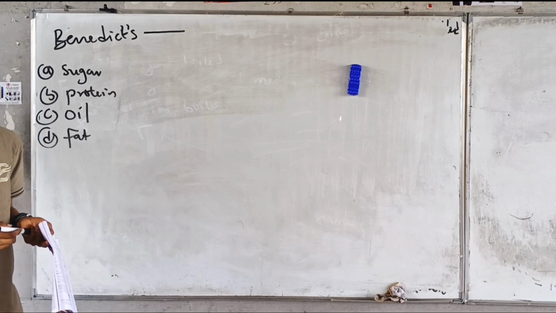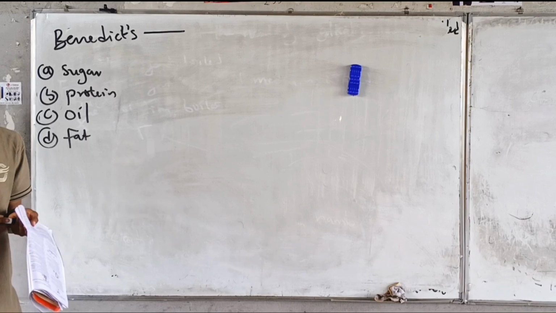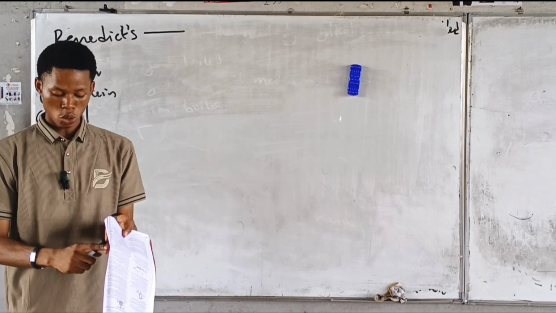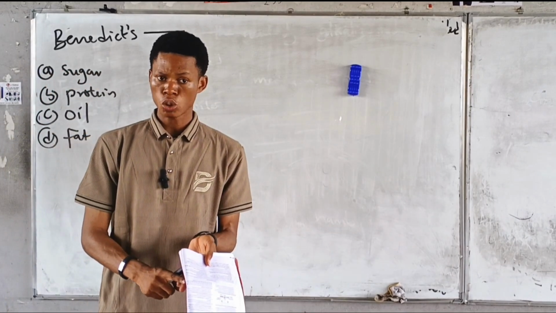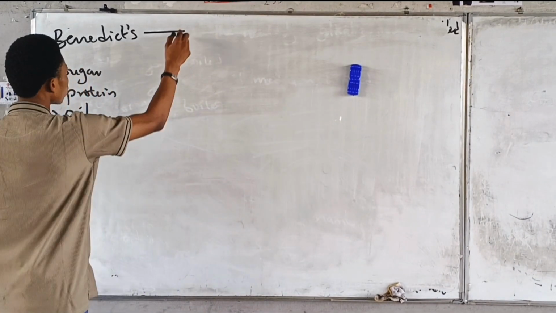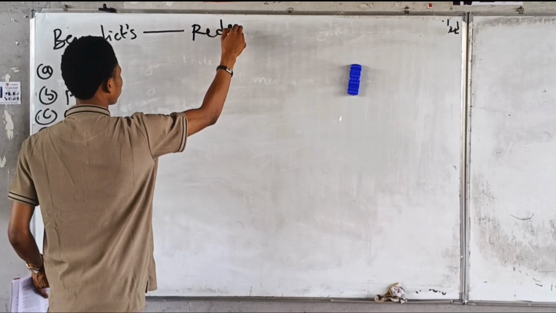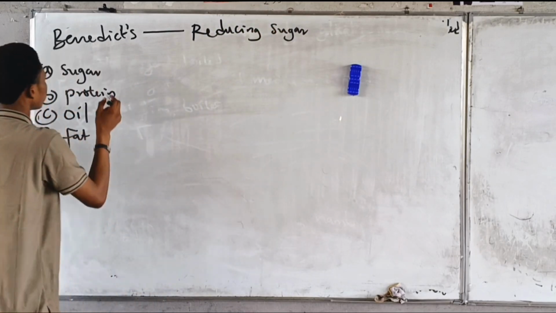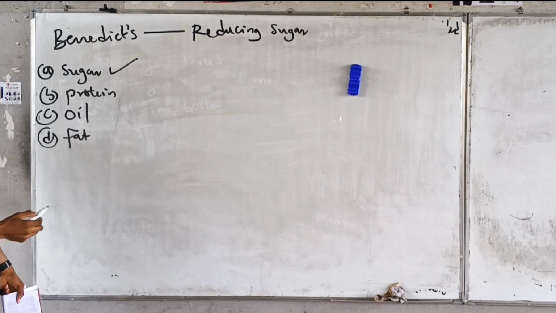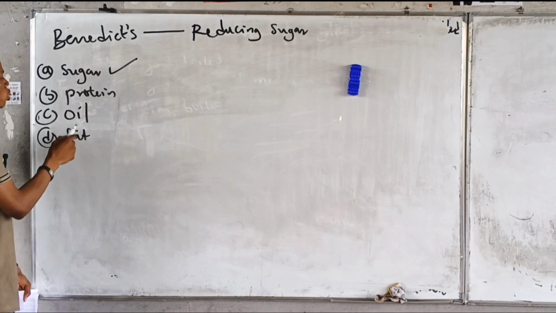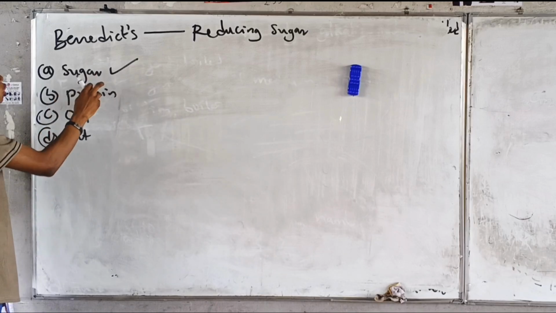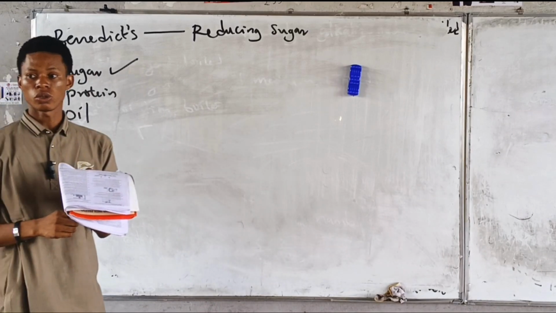Reducing sugars, right? Is it not? Fehling's test is also a test for what? Reducing sugars. Fehling's test is a test for reducing sugars. Benedict's test is a test for reducing sugar also. So what's the answer to this question? Sugar. You don't use Benedict's test for protein. You don't use Benedict's test for oil. You don't use Benedict's test for fat. So the answer to this question is actually sugars.